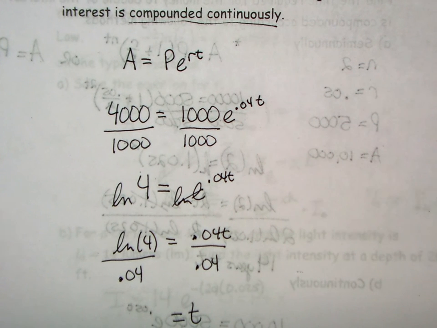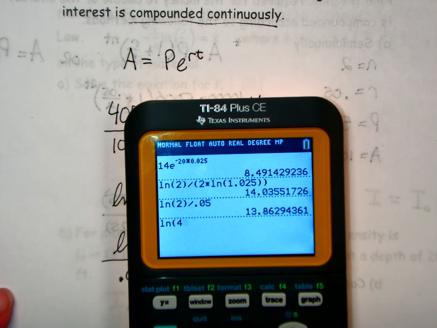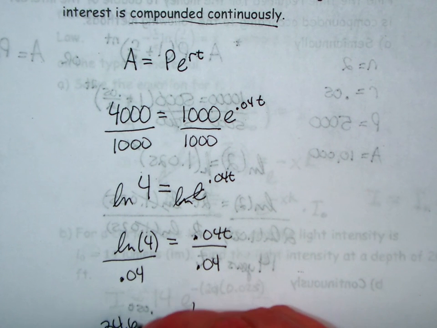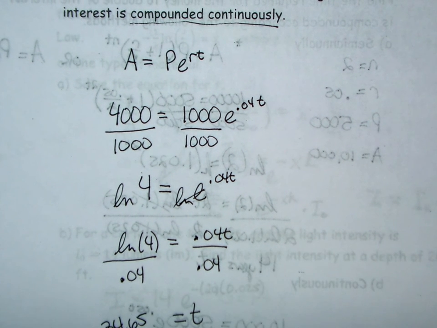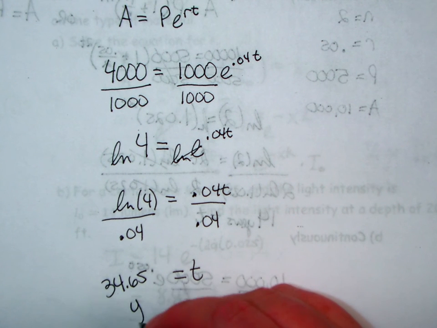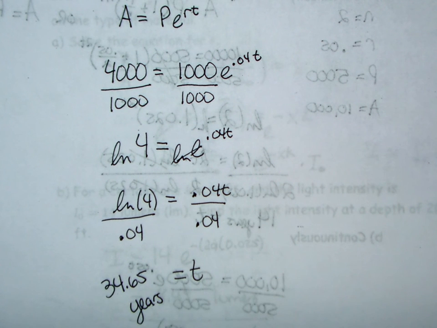So solving for t, I'm going to divide by 0.04 and plug that into the calculator, right? ln of 4 divided by 0.04 gets me 34.65. 34.65 what? Okay, our interest rate is in years, so this is how many years it would take the money to basically quadruple. Okay, 35 years. All right, so that completes section 4.5.